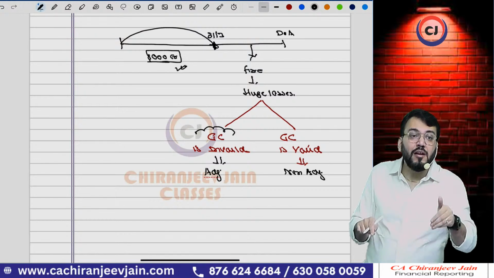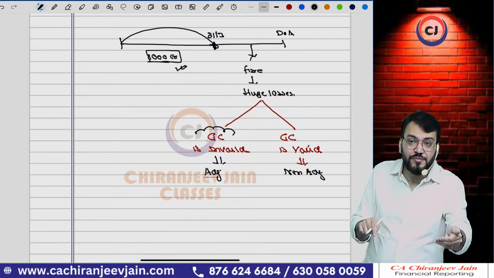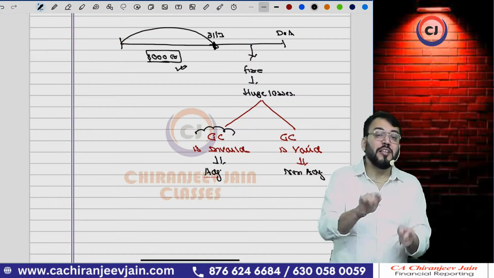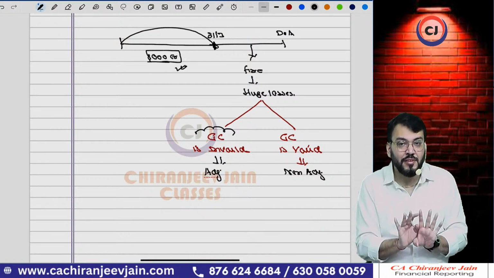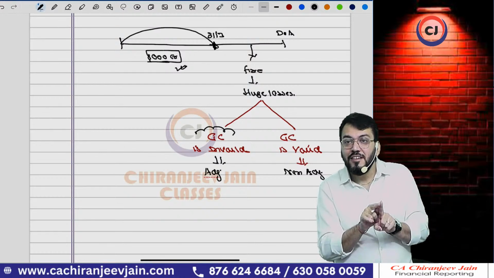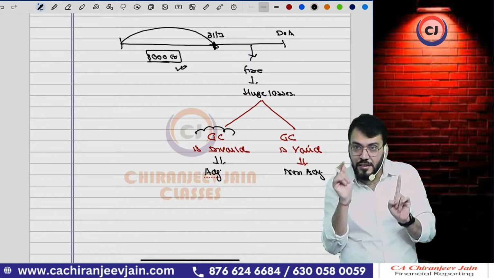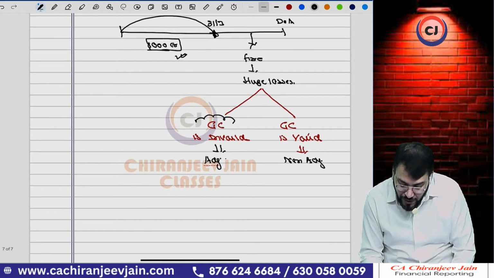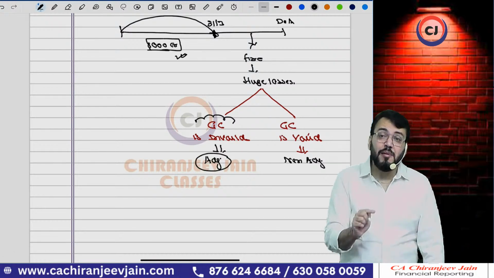Understood? Our way of preparation should change. The basis of preparation should change. But how to prepare is not given under Ind AS 10. Are you able to understand what I am saying? Yes, sir. Correct. So when GC becomes invalid, it becomes adjusting. Now it becomes adjusting.